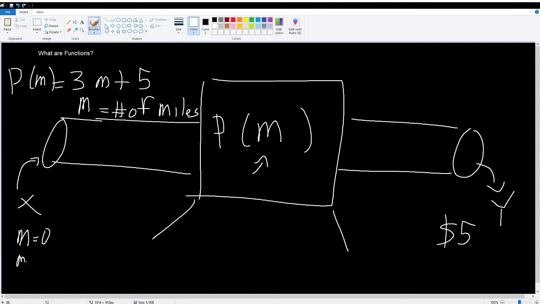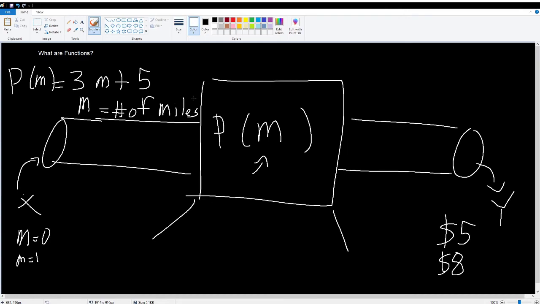Now let's just say mile is equal to 1. Well, if mile is equal to 1, or M is equal to 1, that means 3 times 1 plus 5. 3 times 1 is 3, plus 5 is 8, meaning you have to pay $8. So as you can see, this function is dependent on how many miles I travel on this taxi. If I go and put negative numbers, negative miles, that wouldn't necessarily make sense.